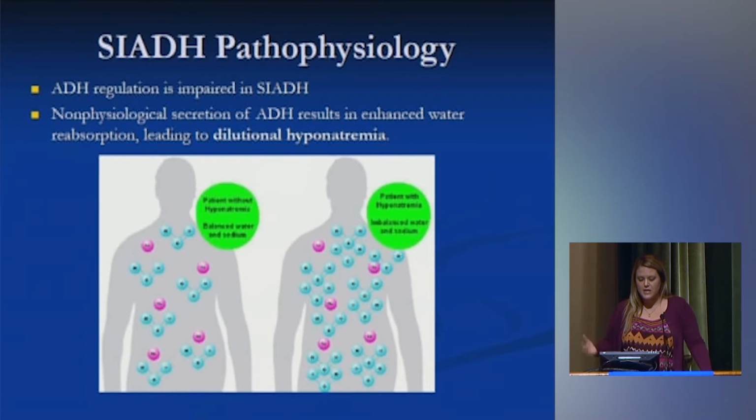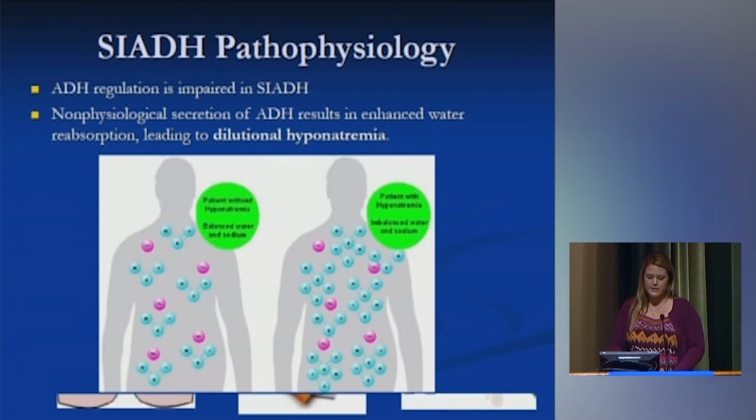What you see here is enhanced water reabsorption leading to dilutional hyponatremia. On the left, you see a patient without hyponatremia. You've got a not so uneven balance of water and sodium. The problem is a dilutional hyponatremia. So you've got water excess. You might hear it referred to as water intoxication at times.